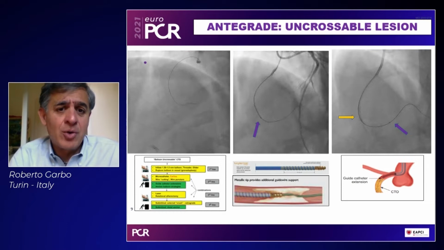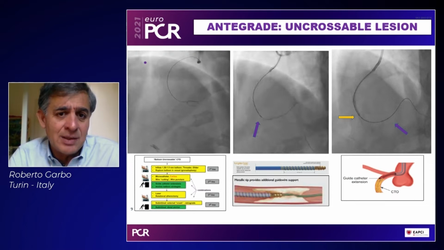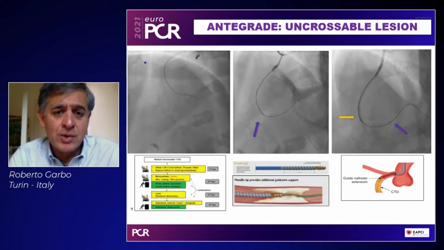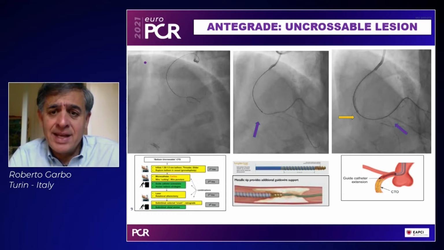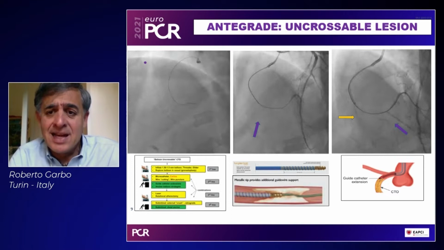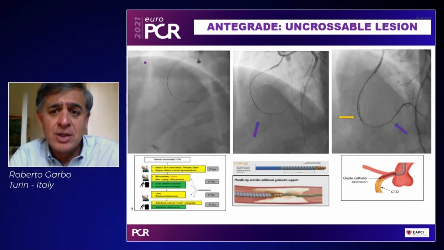Uncrossable lesion. This is another interesting case, in which after crossing the CTO of the right, I was not able to advance any microcatheter. Also, the Turnpike Gold, you can see on the arrow, was stopped before the occlusion. After the advancement of the guide extension, also in this case an Express, you can see that I was able to advance the microcatheter beyond the lesion, cross, change the wire, and dilate for a very good result.